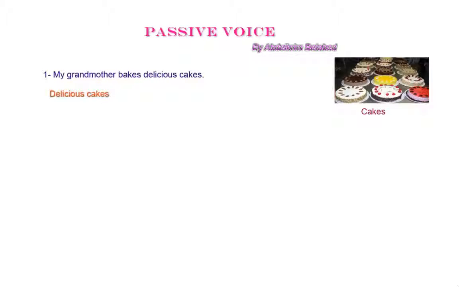Then, we insert the verb to be, and conjugate it in the same tense as the verb in the active sentence, in this case in simple present. After that, we put the main verb in the past participle form. Now, we insert by, and we bring the subject and put it after it. Thus, our sentence would read, delicious cakes are baked by my grandmother.